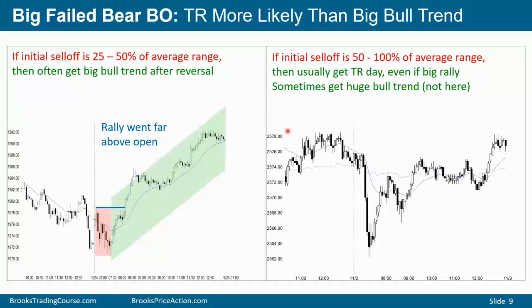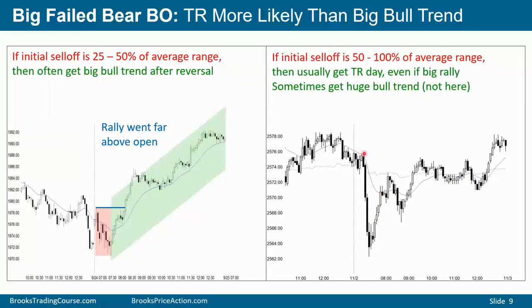Now that's very different from an initial sell-off that is between 50 and 100% of an average day's range. This sell-off is about the size of an average day's range, even though the sell-off was only in 4 bars. Whenever the initial sell-off is big, and then you get a reversal, it doesn't matter if it's a reversal on the open or if the reversal occurs later in the day. The reversal usually leads to a trading range rather than a big bull trend.